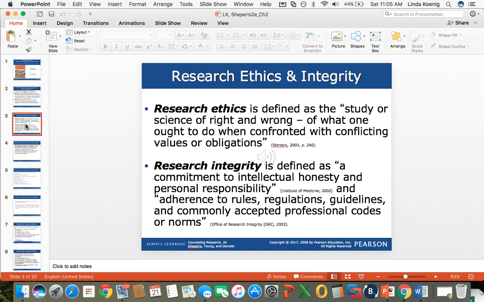Research integrity is defined as the commitment to intellectual honesty. In other words, even when nobody's looking, I've made a commitment to myself that I'm going to be honest and I'm going to do the right things. I'm going to go by the rules.